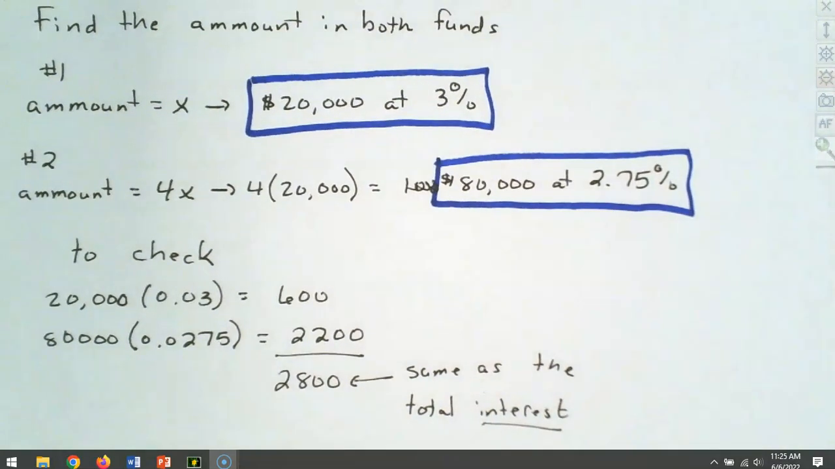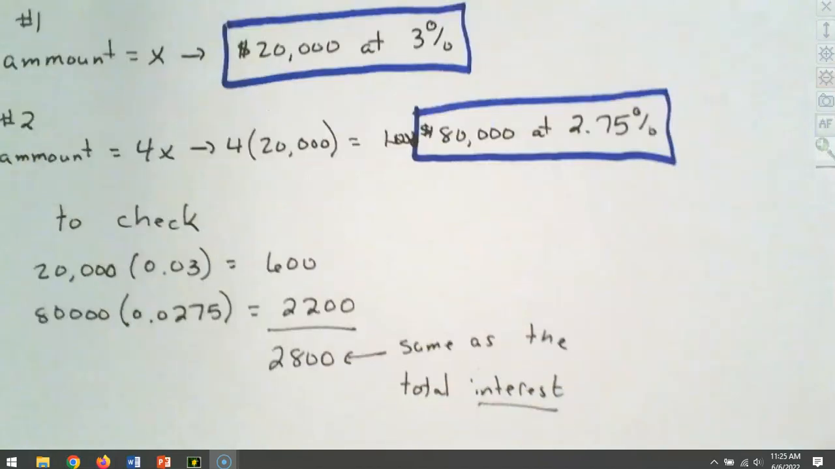So that's how you can go through and check one of those. You just multiply the amount times the percentage rate, add them together, and that should give you your total. So that's going to finish up our lecture for today.